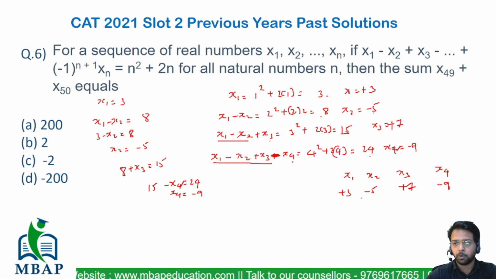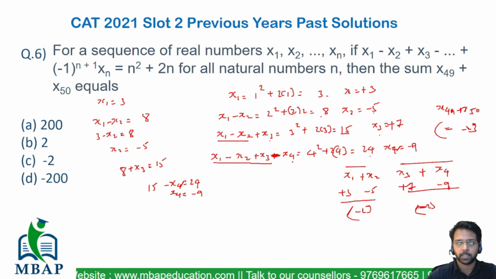Now if we take the sum of any two consecutive numbers, let's take x1 plus x2. x1 plus x2 will give you how much? Minus 2. x3 plus x4 will give you how much? Minus 2. You will find it to be equal. It is basically a constant for the addition of any two consecutive terms. So similarly, x49 plus x50 will also give you minus 2 in the end, and hence the answer for this given question will be equivalent to minus 2.